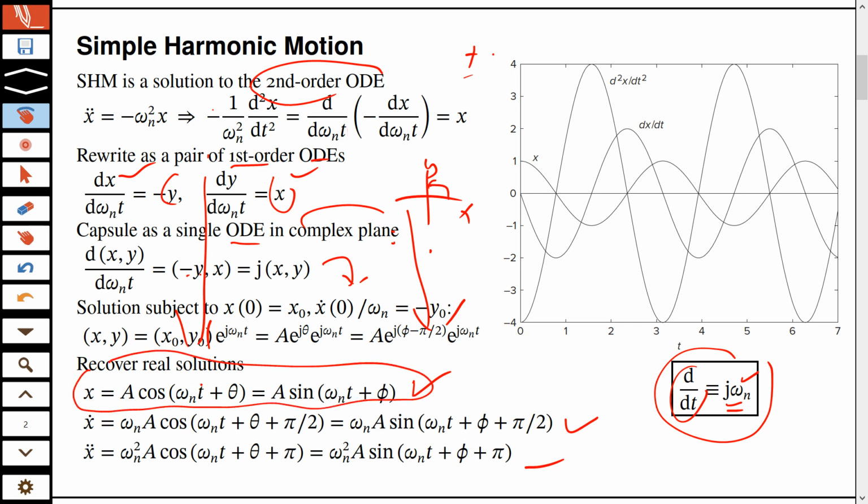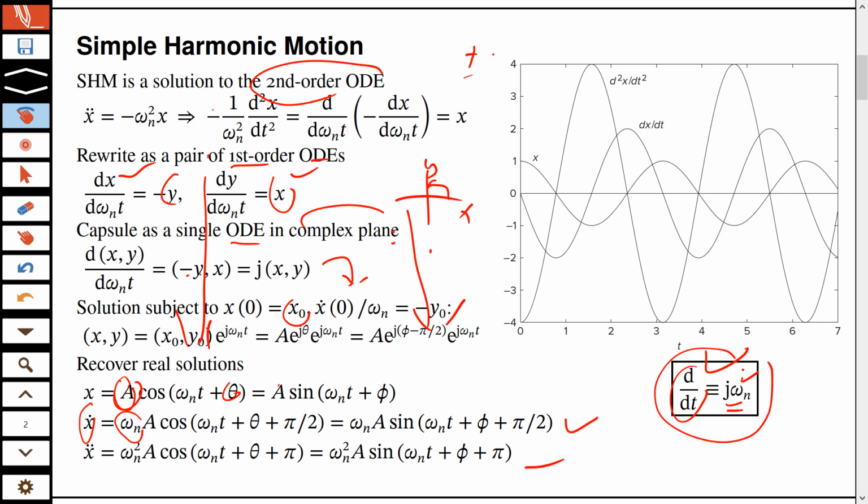Let's say this is the solution. You can write it in this way or in this way. There are two alternative forms of writing the solutions. And the actual values of a and theta or a and phi will be determined by the initial conditions. That is something you can do later. But the derivative will have this pattern.